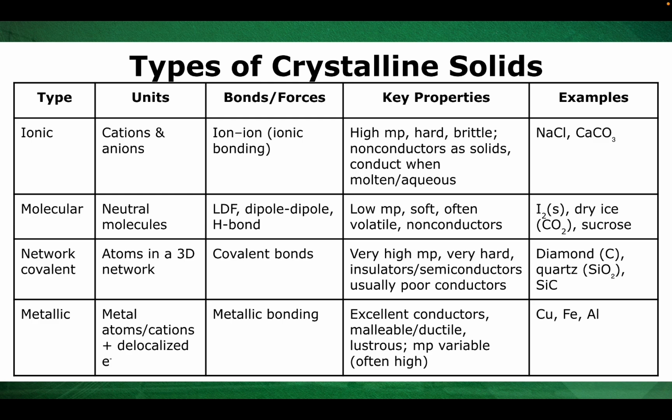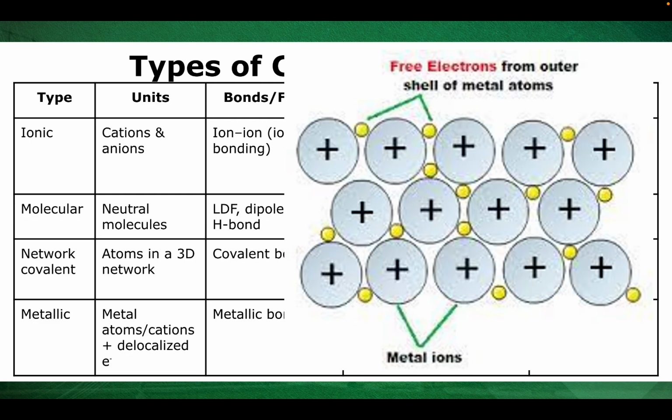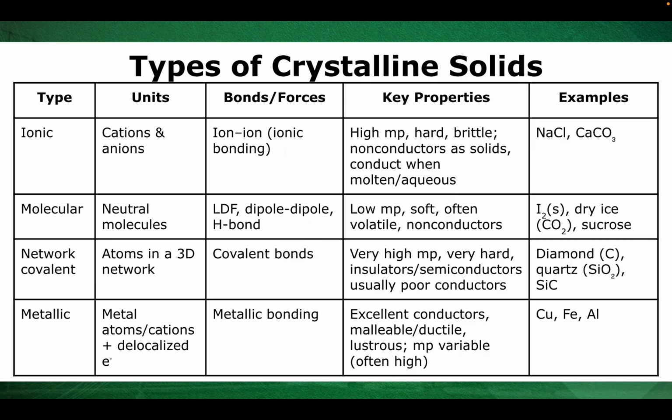The last type would be the metallic crystalline solid. Metal atoms, or cations, in the lattice points, and the delocalized electrons, meaning the electrons are moving. Because of that, this will have metallic bonds. Key properties include excellent conductivity, they're malleable or ductile, they're lustrous, meaning they're shiny, and the melting point would depend. Often, the melting point is high. For example, copper, iron, aluminum.